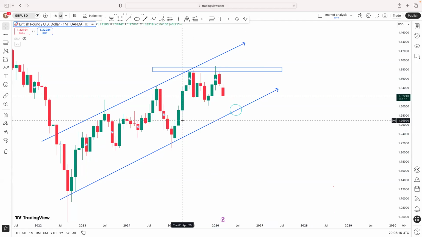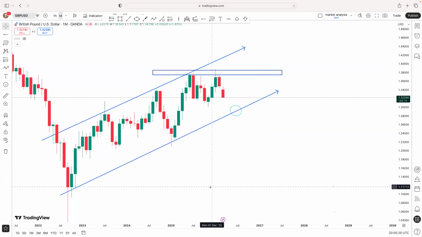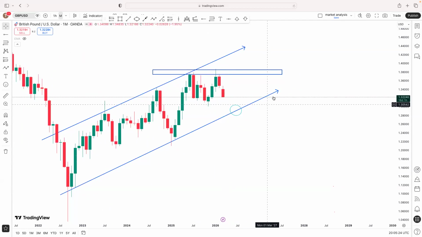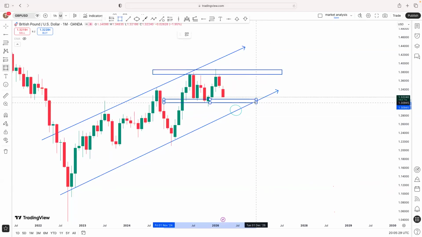But is this already a complete M pattern? Not yet. Why? Because it hasn't traded below the neckline. Thank you. We haven't reached the neckline. That's very much perfect. You are very right.